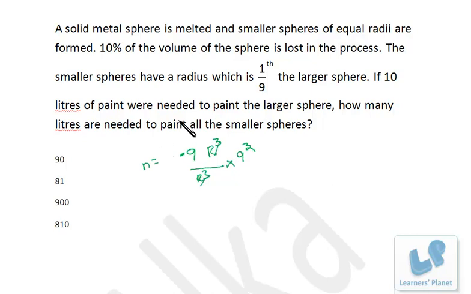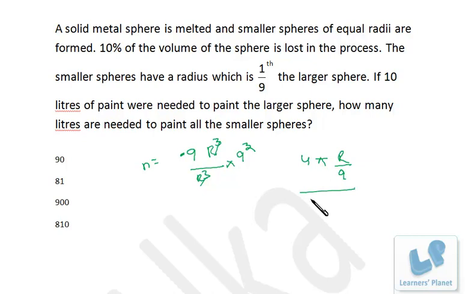Now the next thing is that 10 liters of paint is needed to paint the larger sphere. Now where do we paint? Actually on the outer surface, right? That means in this case we have to take the surface area into consideration. What is the formula for the surface area of a sphere? That is 4 pi r square. Now what we can do is find the ratio of the surface areas of both the spheres. Now the smaller sphere will have the surface area 4 pi r square, where r is R by 9.